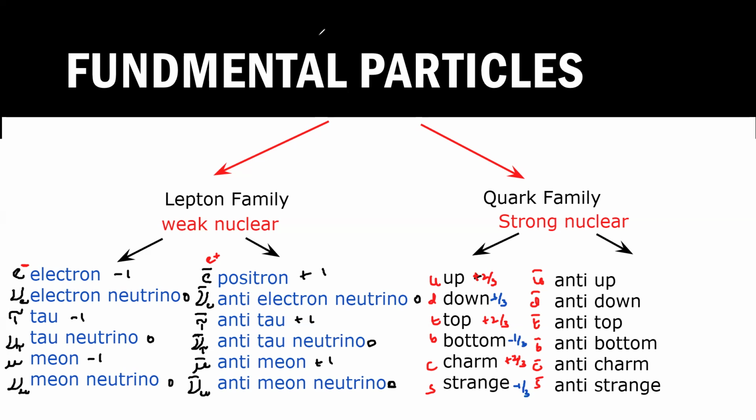And what about the antiparticles? The antiparticle, if up is +2/3, anti-up will be -2/3. Opposite. If down is -1/3, anti-down will be +1/3. If top is 2/3, anti-top will be -2/3. If bottom is -1/3, the anti-bottom will be 1/3. If charm is 2/3, anti-charm will be -2/3. And strange is -1/3, so anti-strange will be 1/3.